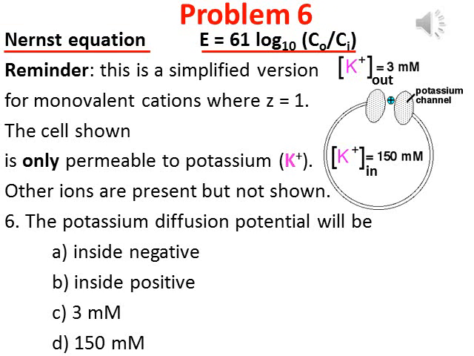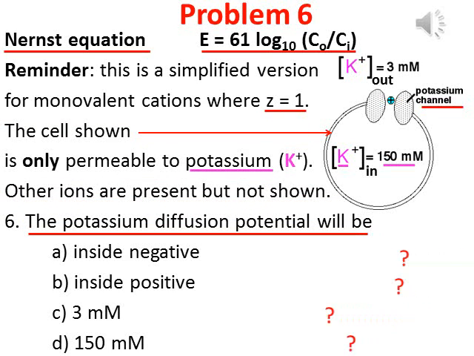This is the simplified version of the equation where Z equals 1, which can be used for monovalent cations such as potassium ions. The cell has a higher concentration of potassium inside than outside. The cell has potassium channels, and the membrane is permeable to potassium. What can we say about the potassium diffusion potential?